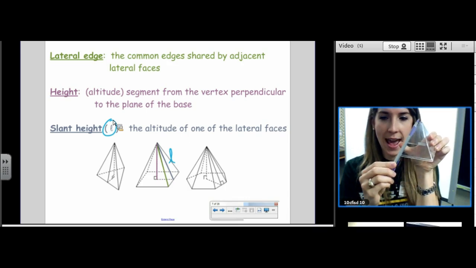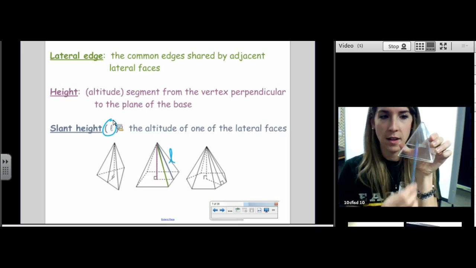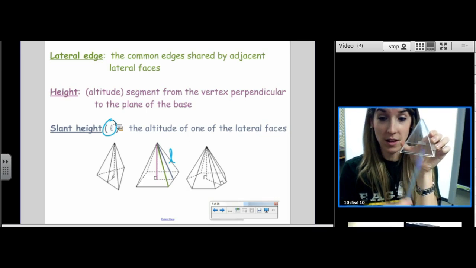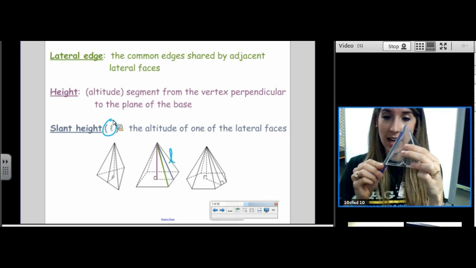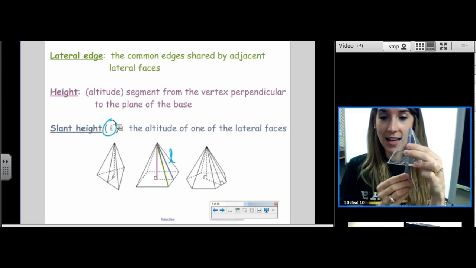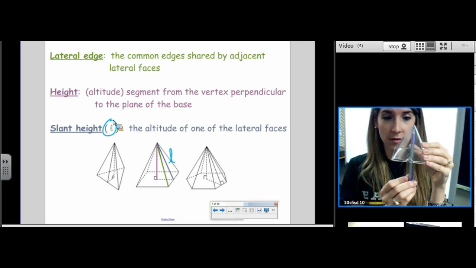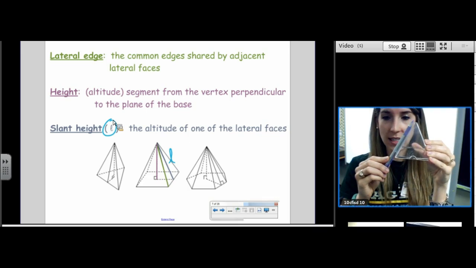So this is an edge. This is the slant height. Edge, slant height. Height, right through the middle. Slant height. See how the slant height is slanted? This height is straight up and down. The slant height is slanted.